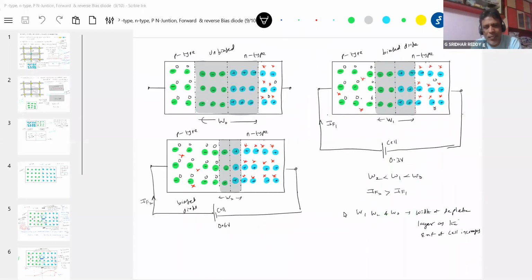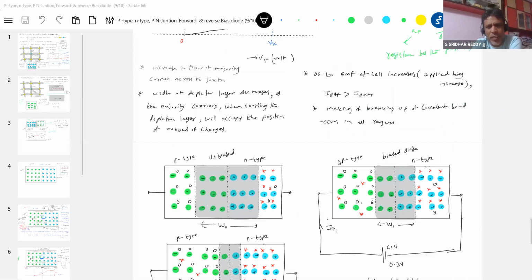As forward bias increases, the width of the depletion layer decreases and the forward current increases. I think this is enough for us. And the forward bias current is due to what? Due to majority carriers. These are small pieces of information, just to make you think hard.